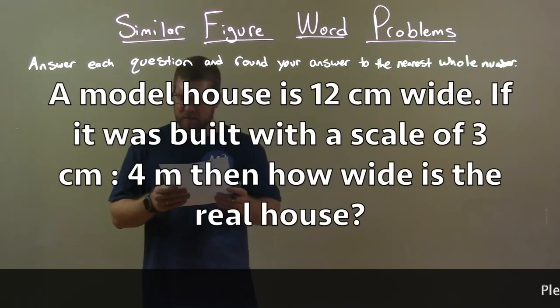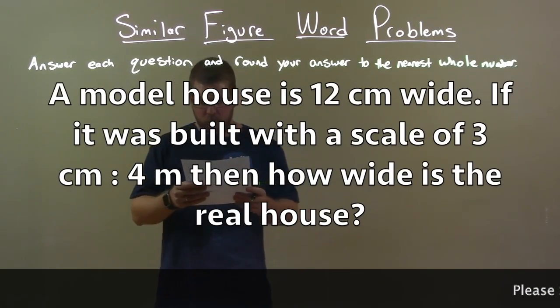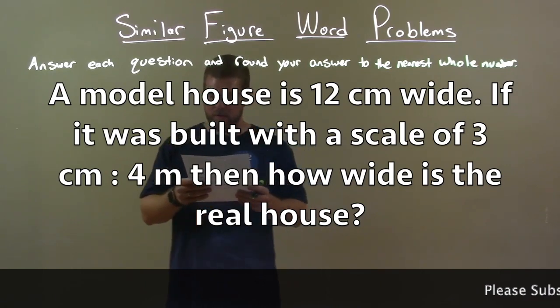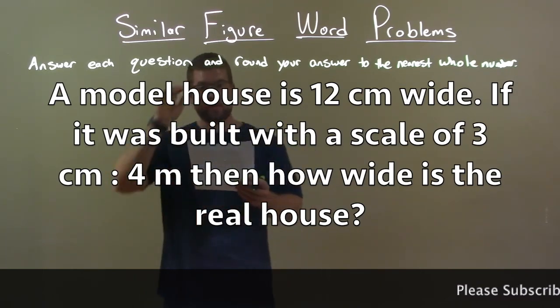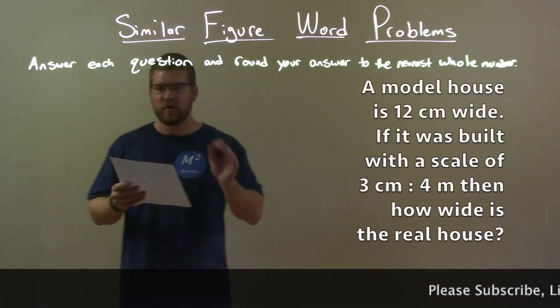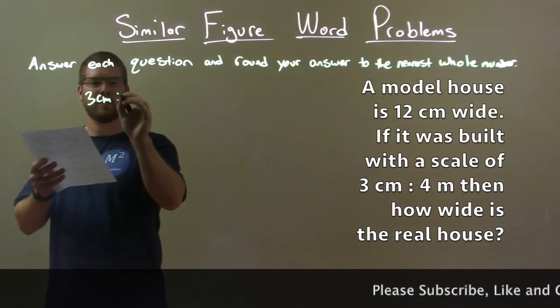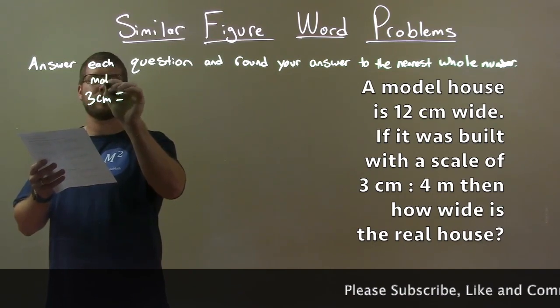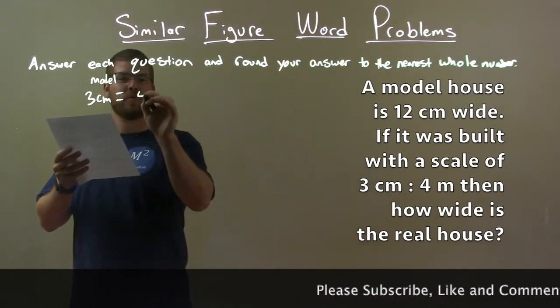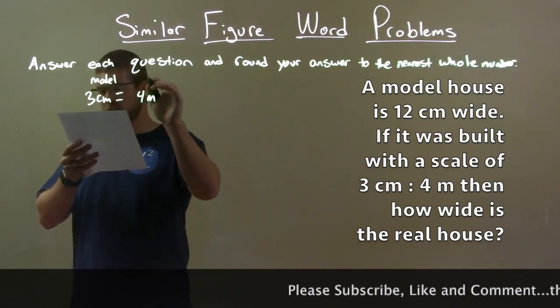A model house is 12 centimeters wide. If it was built with a scale of 3 centimeters to 4 meters, then how wide is the real house? The first thing I like to write down is my scale: 3 centimeters for the model is equal to 4 meters on the real house.